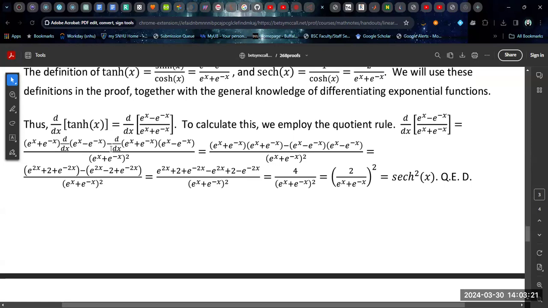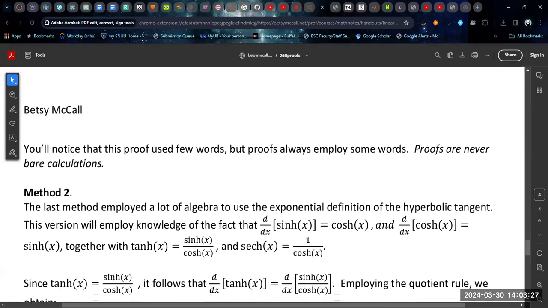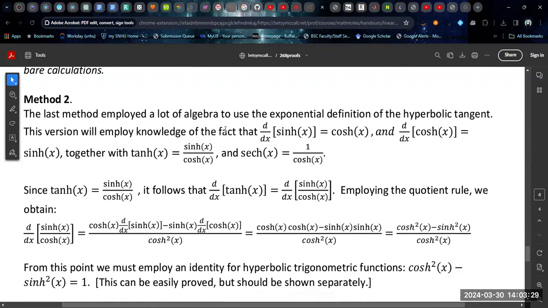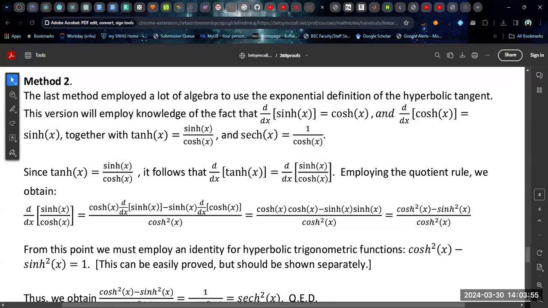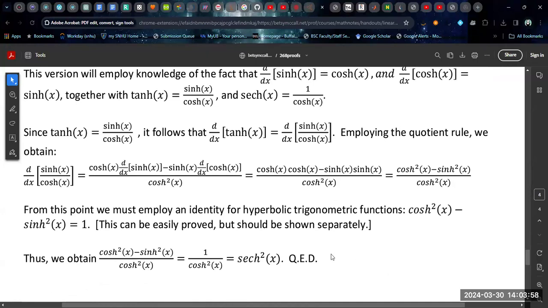Again, this is a lot of algebra because you're doing all of the FOILing and distributing and everything. Now, in the second method, we're going to employ our knowledge of other hyperbolic trig functions: the derivative of hyperbolic sine is hyperbolic cosine, and the derivative of hyperbolic cosine is hyperbolic sine. And again, we're not going to go all the way to the exponential definitions. We're just going to stop with the fact that the hyperbolic tangent is hyperbolic sine over cosine, and the hyperbolic secant is 1 over cosine. The steps are basically the same, but because we're not going out to those exponentials, it's a little faster.